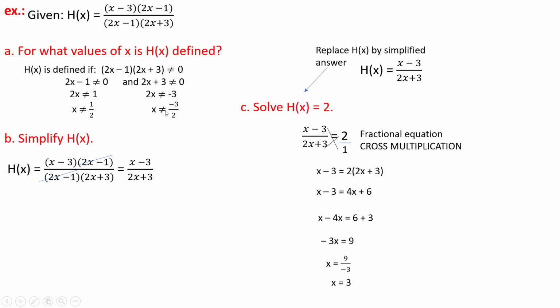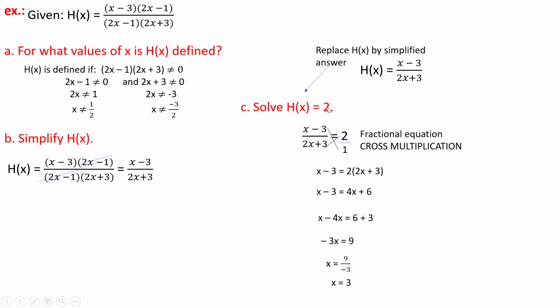After I wrote the domain of definition, I should simplify h of x. So I look, what is common between the numerator and denominator? There is a common binomial, 2x minus 1. So 2x minus 1 cancels with 2x minus 1. So I'm left with x minus 3 over 2x plus 3. This is the simplified h of x.